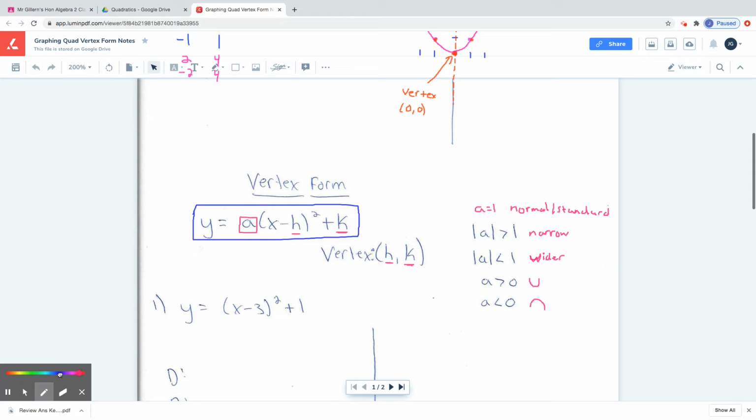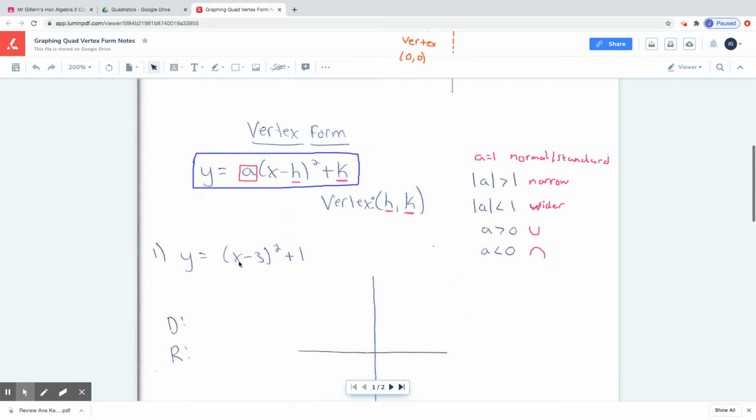All right. Now, if we look at this first example, y equals the quantity x minus 3 squared plus 1. So we want to find the vertex. We look at this, and x minus 3, remember that's h, is going to be our 3. What makes this equal to 0? Well, 3 makes it equal to 0. So 3 is going to be the x coordinate of the vertex. This is my k, which is my y coordinate of the vertex. So that is 1. So my vertex is at (3, 1).